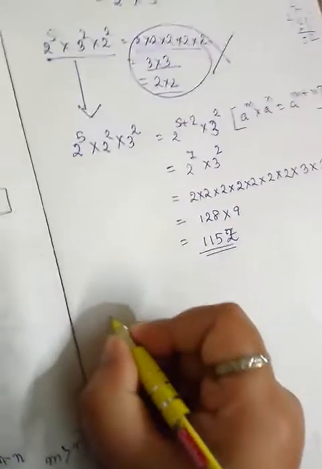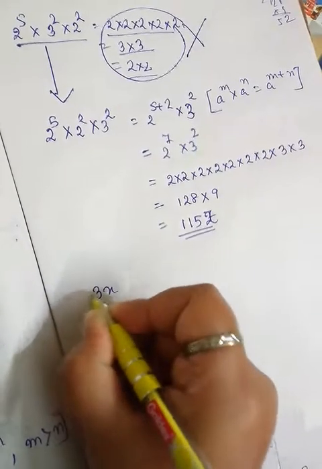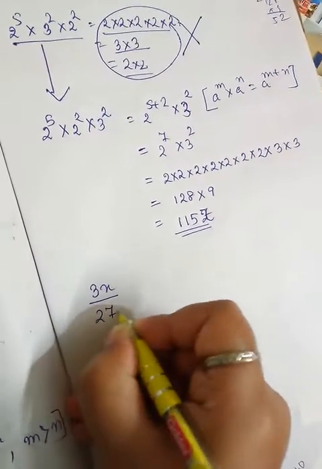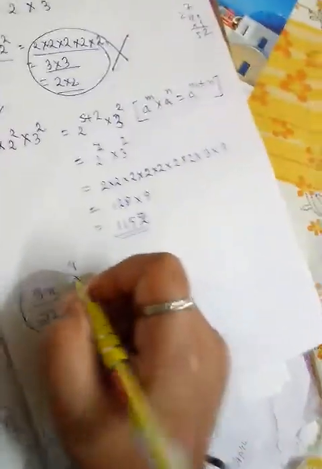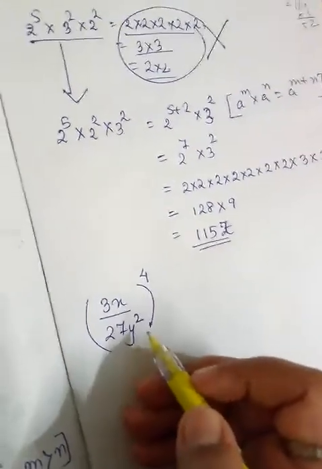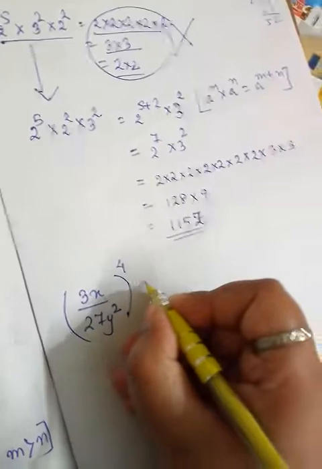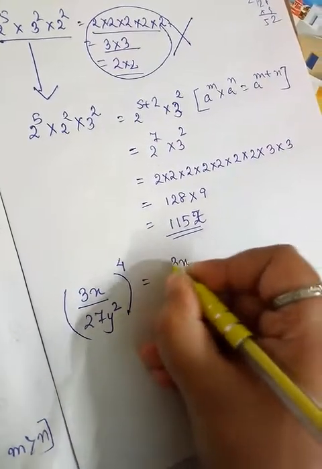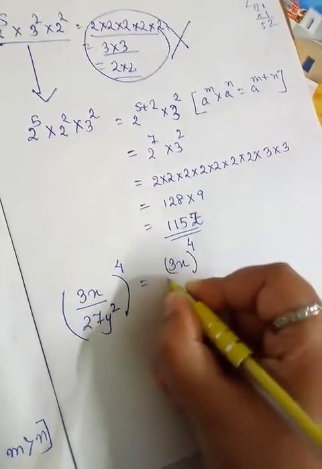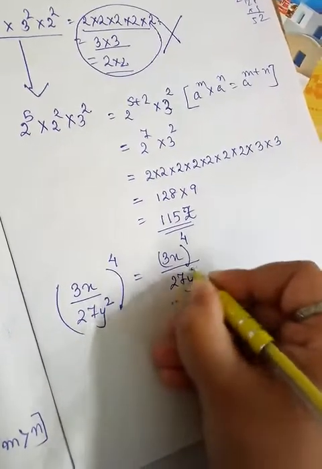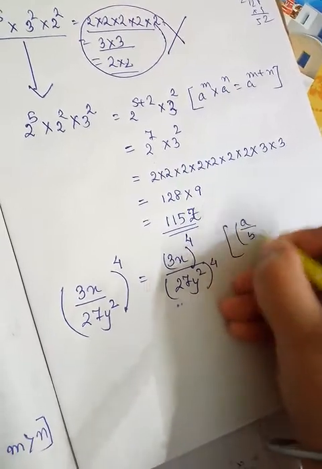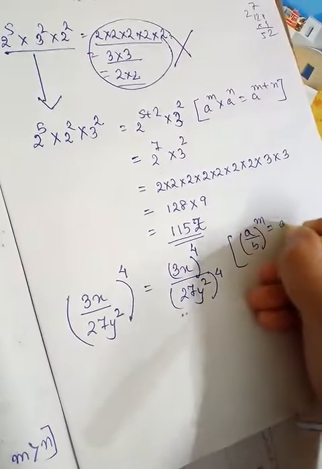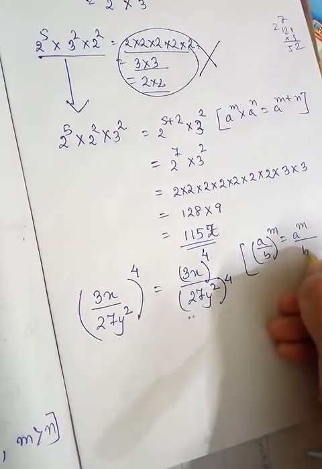Again, in my previous class, a homework was given: (3x by 27y square) to the power 4. Now, the whole expression is in the form of (a by b) to the power m. So, it will be 3x to the power 4 by (27y square) to the power 4. Why? Because it is in the form of (a by b) whole to the power m, which is equal to a to the power m by b to the power m.